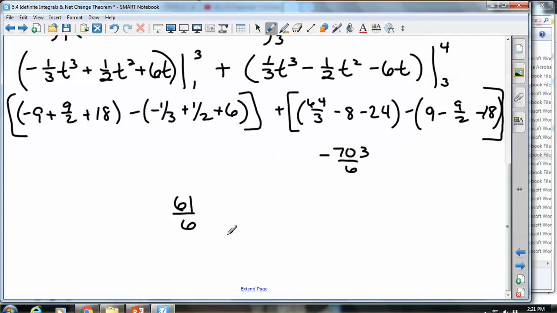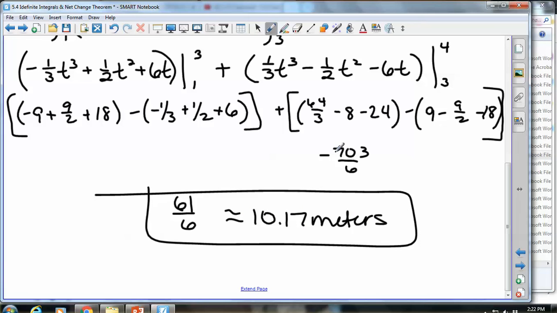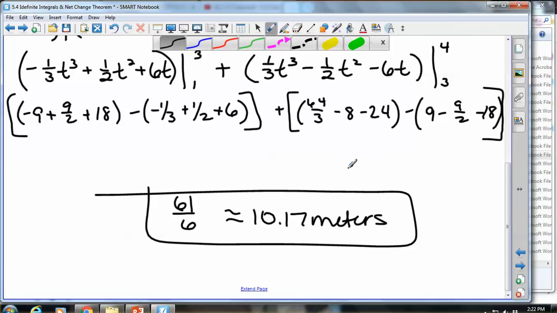And, you know, we are approximating distance, so if you wanted to give a decimal, that is about 10.17, we said we were in meters. So that is the total distance that has been traveled in this scenario. That's counting forward and backward, both as positive measurements. Alright, is that okay?